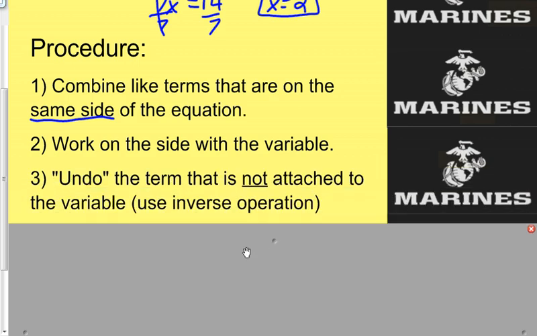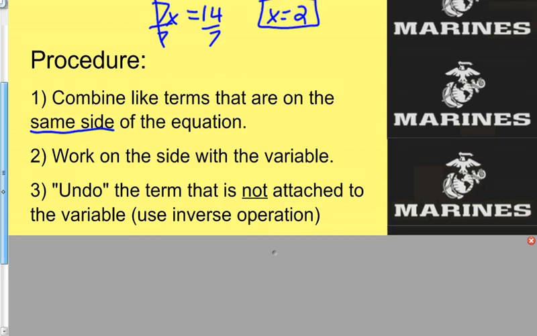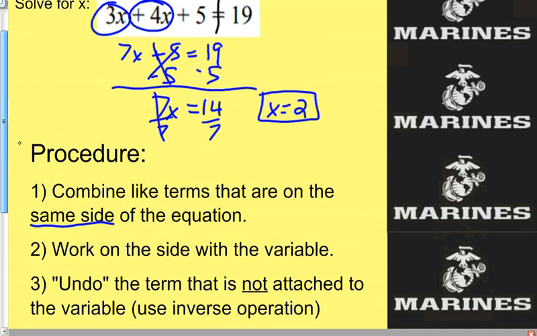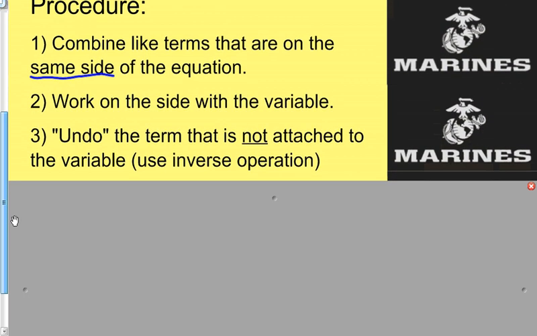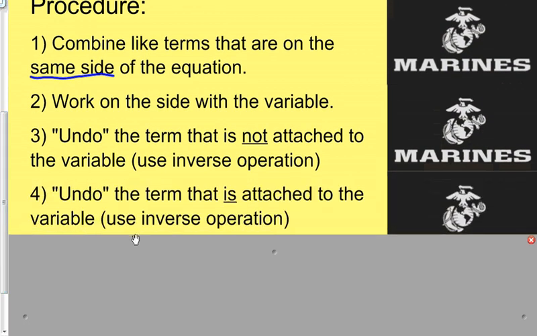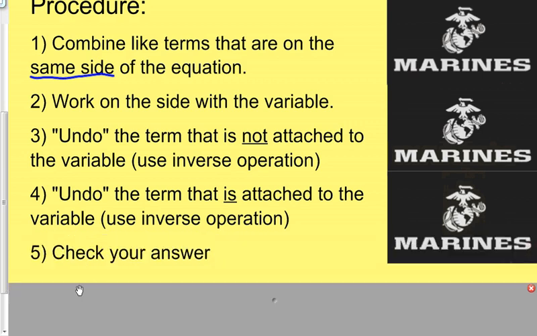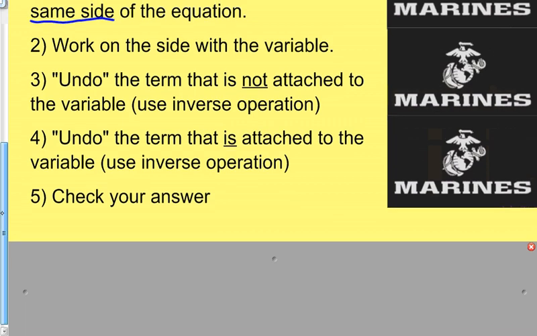Step 3, undo the term that is not attached to the variable. We did that up there. The plus 5 was not attached to it, so that's what we got rid of first. We used the inverse operation. And then step 4, undo the term that is attached to the variable. Use the inverse operation there. And then finally, check. We checked it mentally. You can check it on paper or on a calculator. Plug it back in to see if it makes sense. Now those are the steps, so if you want to pause it and make sure you have those written down, that's great. We're going to go over two examples together. Make sure these are in your notes as well.